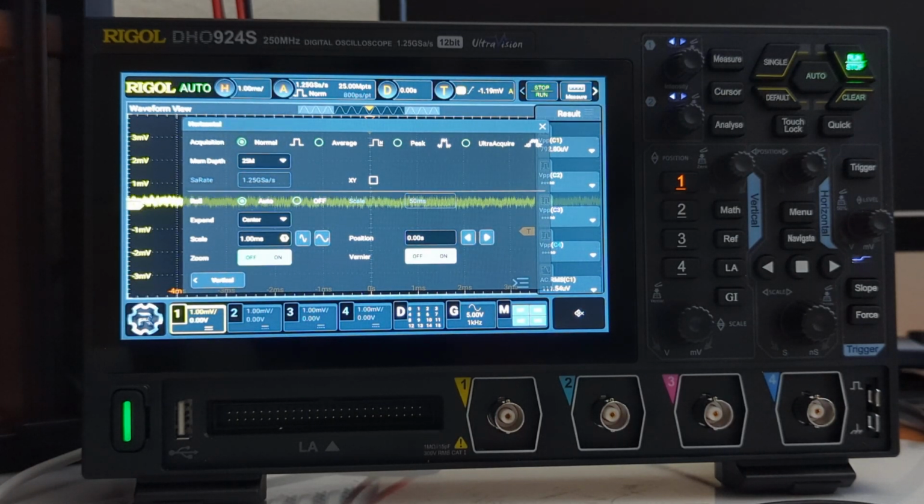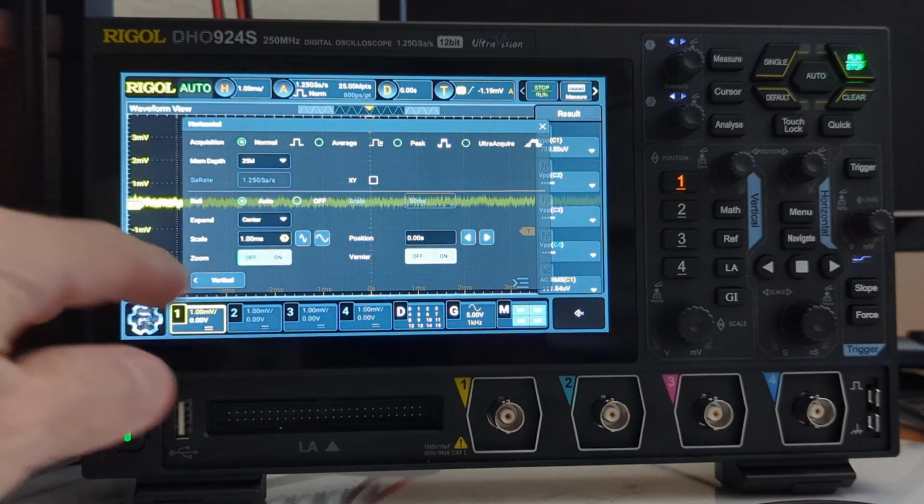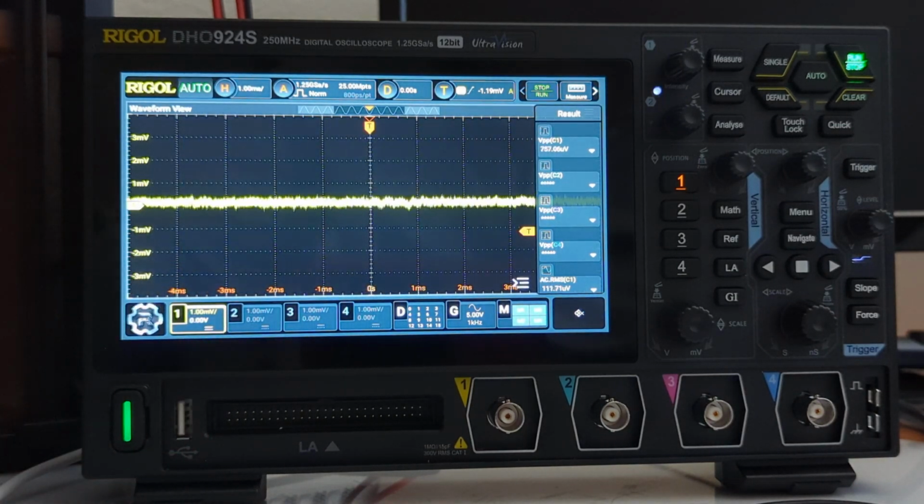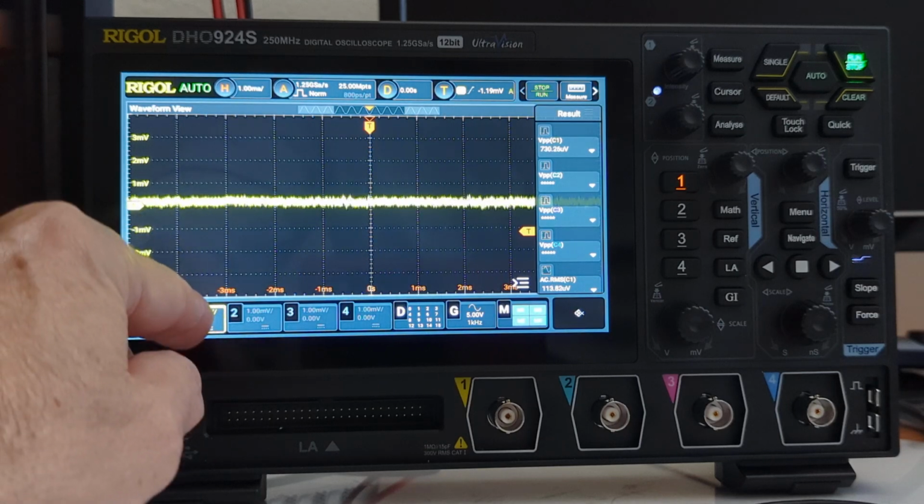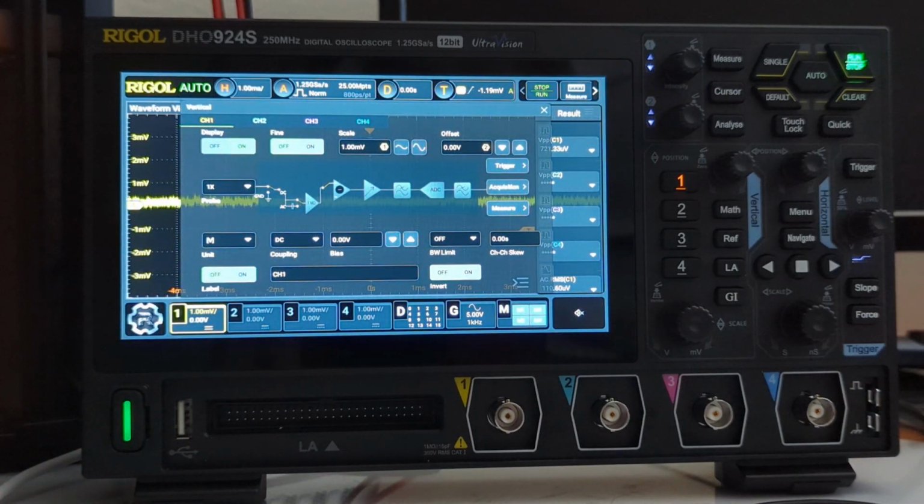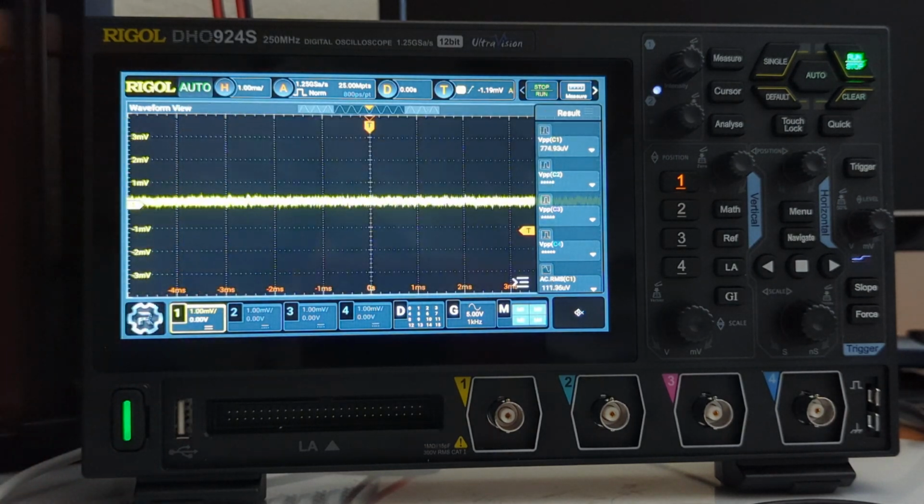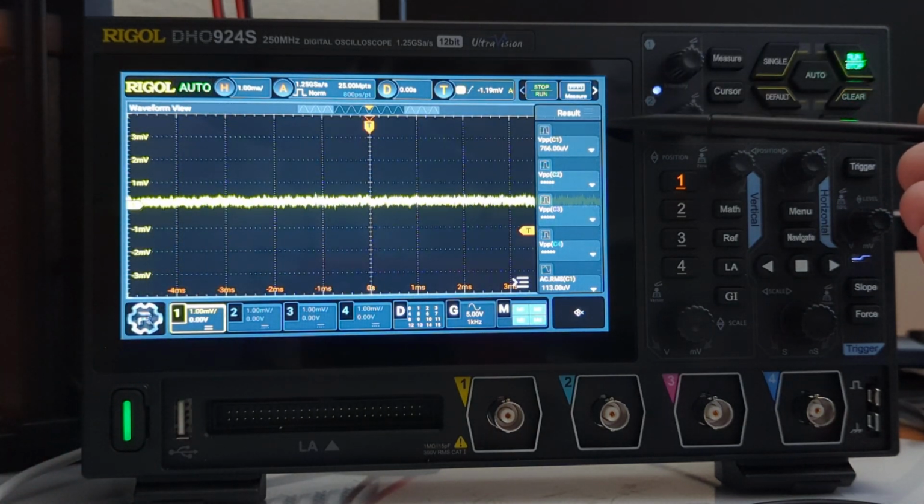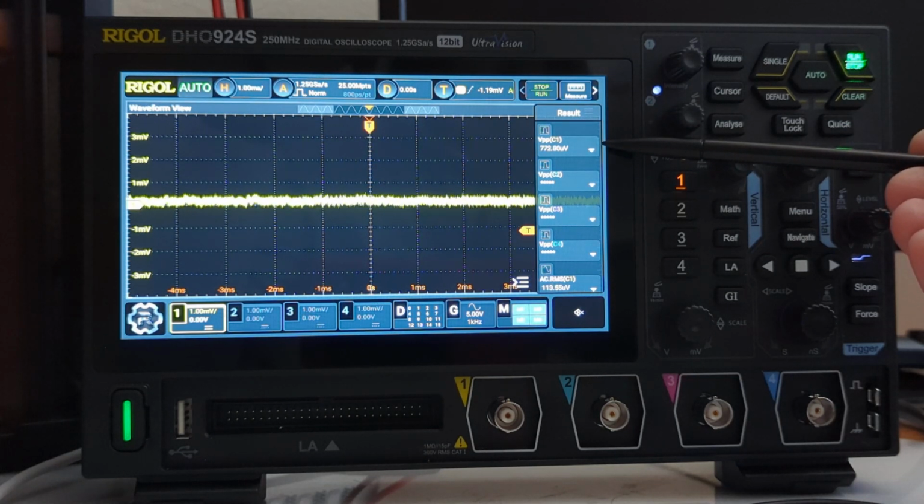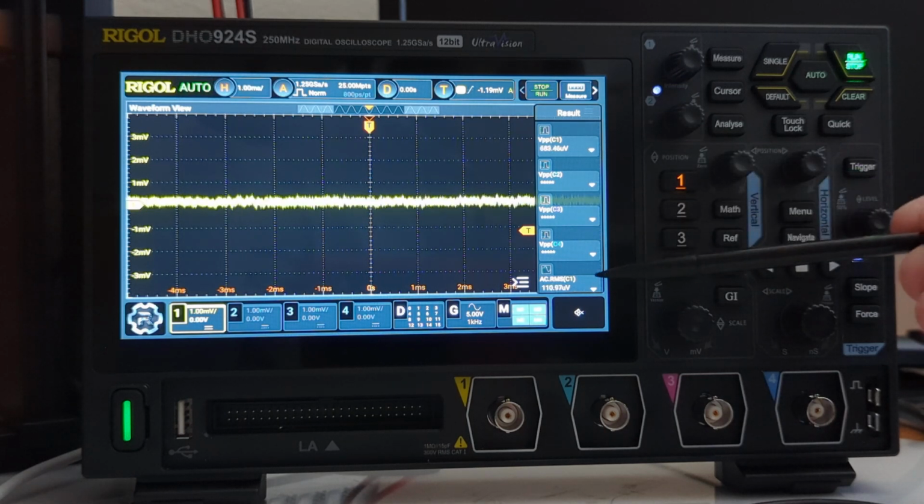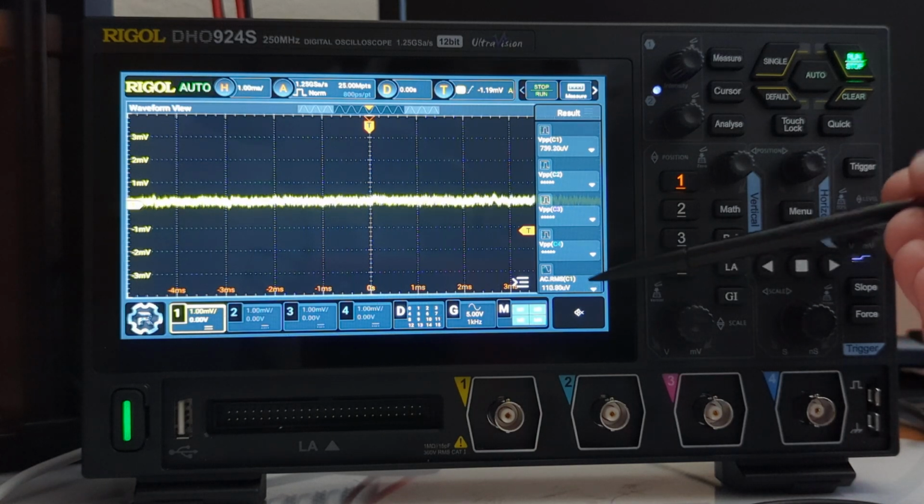1 millisecond is the scale. And then look at the channel settings. One millivolt is the scale, bandwidth limit is off, and DC coupling is on. All right, and I've got measurements up here on the right. We have a peak-to-peak voltage of 770 microvolts, and the AC RMS on channel 1 is about 110 microvolts.